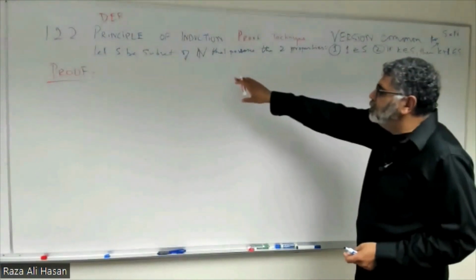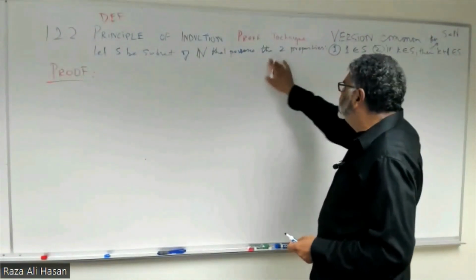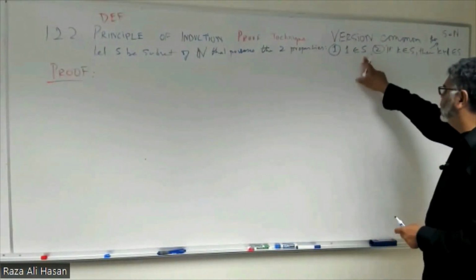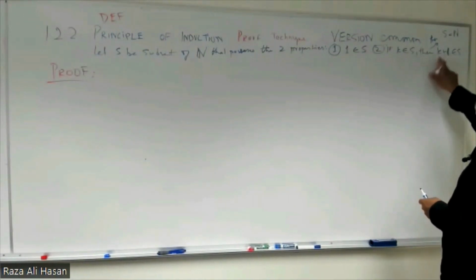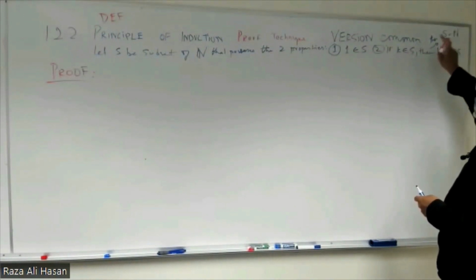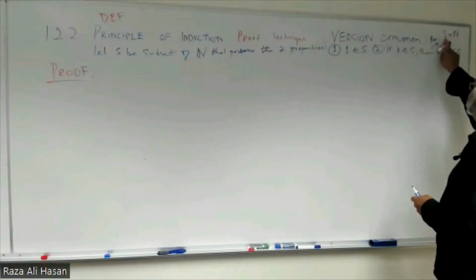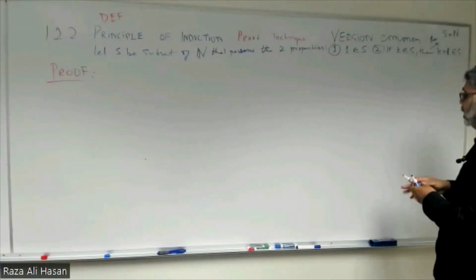Let S be a subset of the natural numbers N that possesses the two properties. One belongs to S, and if k belongs to S, then k plus 1 belongs to S. That means that the set S is actually the same as the set of natural numbers.